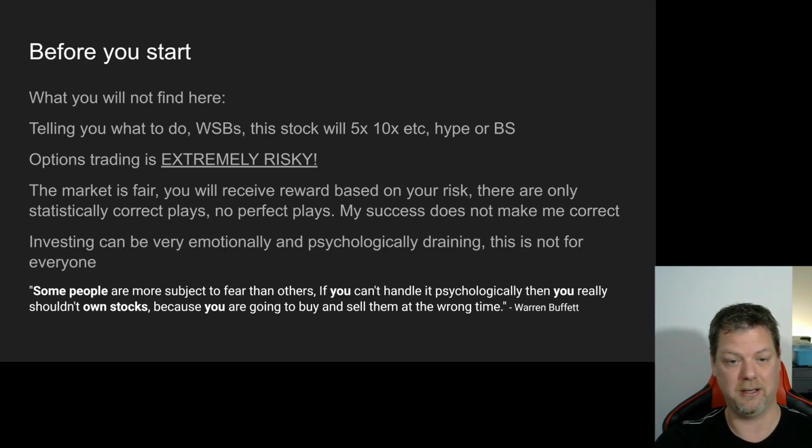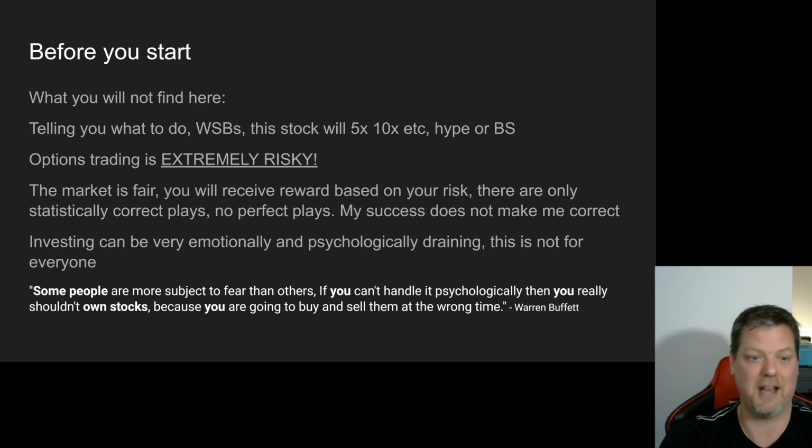Keep in mind, my success does not make me correct. Everybody this year is a genius. The stock market has been up, up, up, unless you bought in January and sold in March. Other than that, this last year has been phenomenal, and you almost had to try to pick stocks that went down. Like, it's just not happening this year.